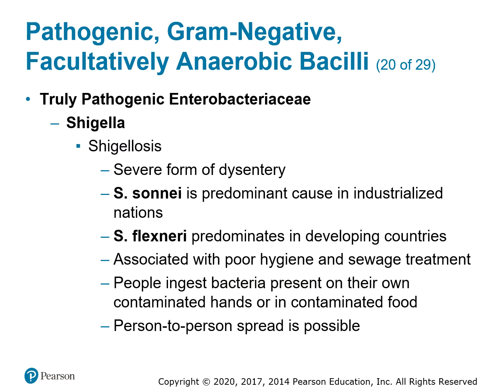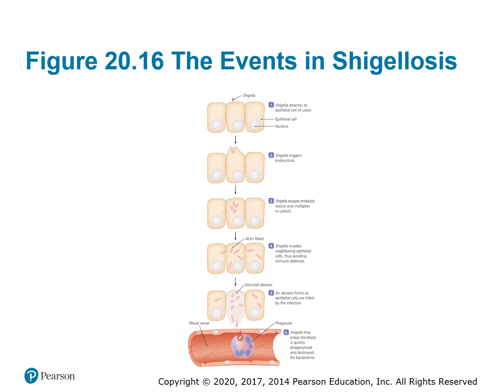Shigellosis is the disease that it produces. This is a severe form of dysentery. Sonnei is the most predominant case in industrialized nations like the United States. Flexneri is predominant in developing countries. They're all associated with poor hygiene and sewage treatment. People ingest the bacteria present on their own contaminated hands or in contaminated food, and person-to-person spread of Shigella is actually possible. Then it shows you the events of how Shigella goes into the cell and ultimately makes its way to the bloodstream.